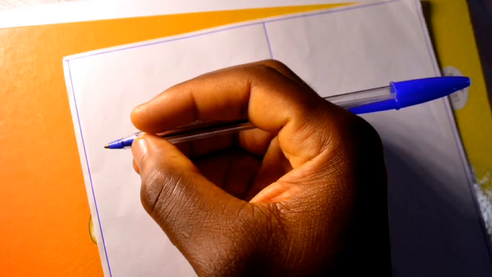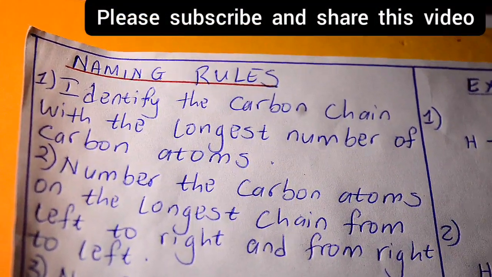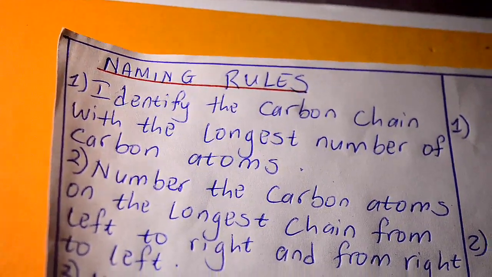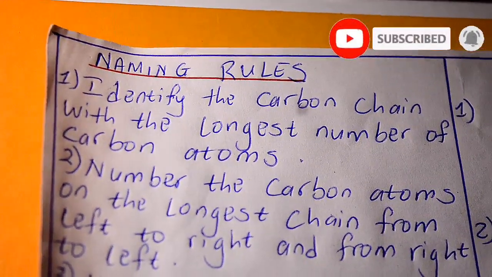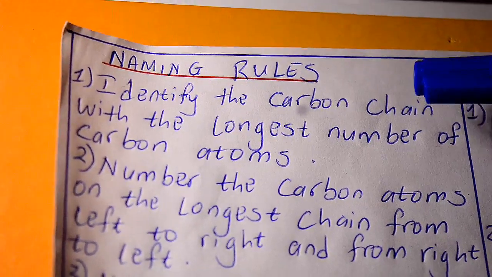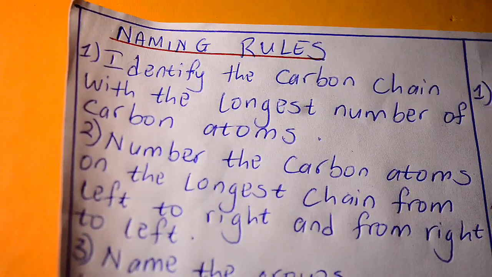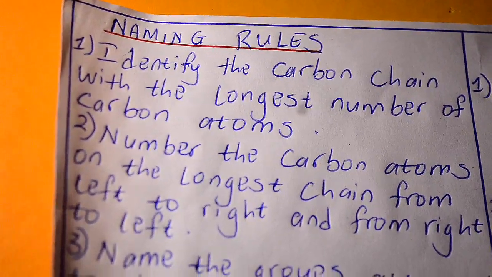Hello guys, today we are going to look at how to name organic compounds. We start with some rules. The first rule is to identify the carbon chain with the longest number of carbon atoms. I am going to explain this later when we start doing examples.